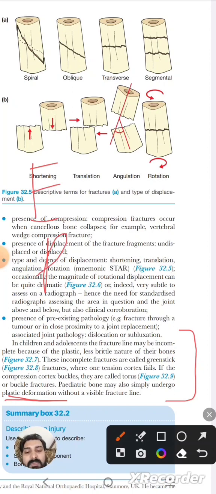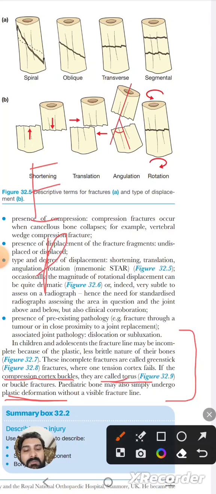And when the force is greater than that, the compression cortex of the bone will buckle, and this is called a torus fracture. When the applied force is greater than the force that causes plastic deformation, it will cause a torus fracture. What happens in a torus fracture? The compression cortex buckles.